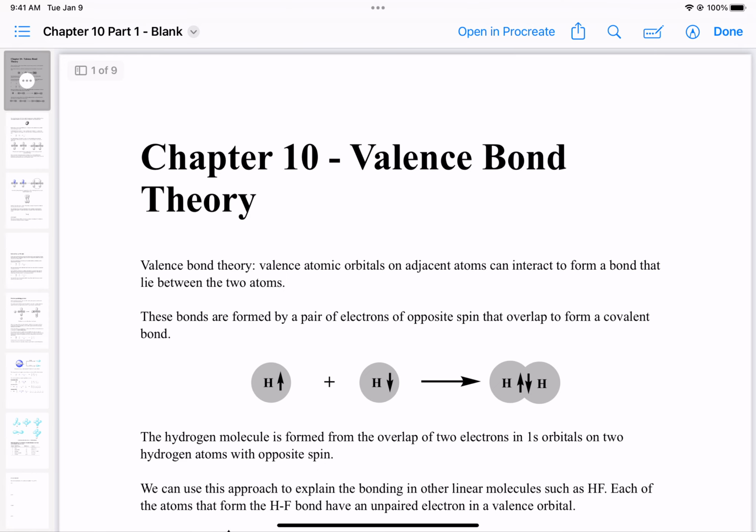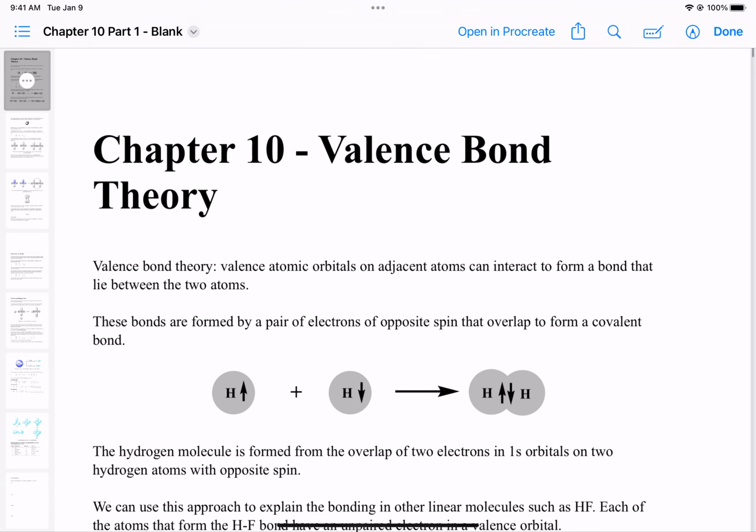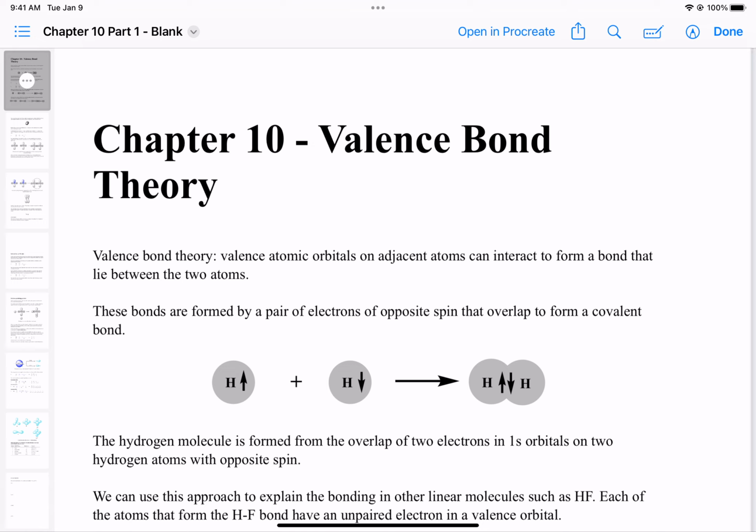So chapter 10 is valence bond theory. In chapter 9, we were talking about just drawing these structures, but now we're going to talk about how these bonds actually form. Valence bond theory is one half of how we picture bonds occurring between covalently bonded molecules, so molecules between 2 nonmetals, that don't involve the transfer of electrons, but the sharing of an unpaired electron in the highest occupied orbital, or the valence orbital.